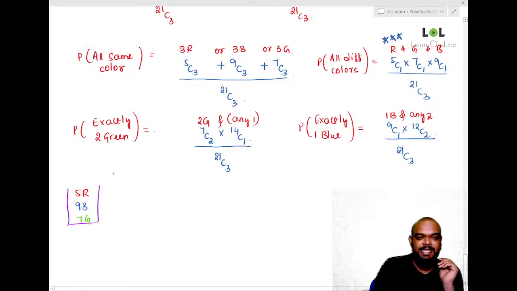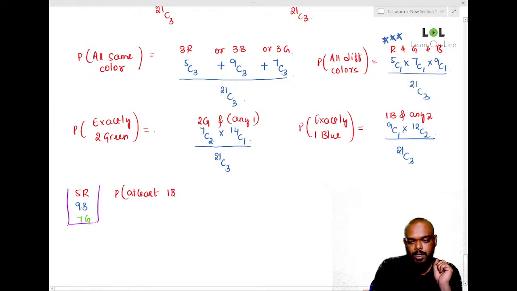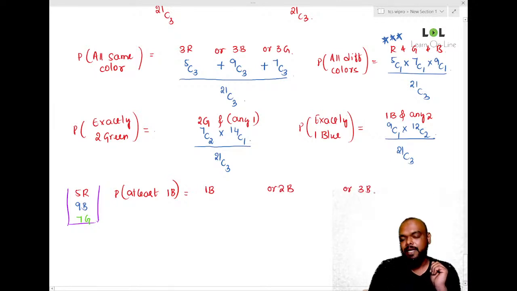Again, I'll change the condition. Probability of at least one blue. Now, understand the condition here. One blue means I can get one blue. At least one blue means I can get one blue, or two blue, or three blue maximum, because we are picking only 3 marbles.